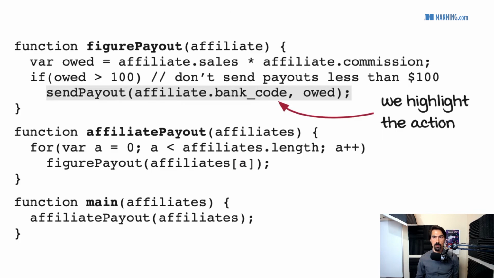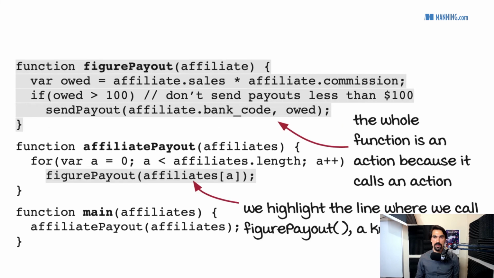So we'll start with that one highlighted action. Now, one part of the spreading rule is that a function that calls an action must itself be an action. Because now if I call figure payout twice, well, that's going to send the payouts twice too. So figure payout also is an action. And because that's an action, we have to highlight the place where it is called in the next function. But again, we can continue, recursively applying this rule.